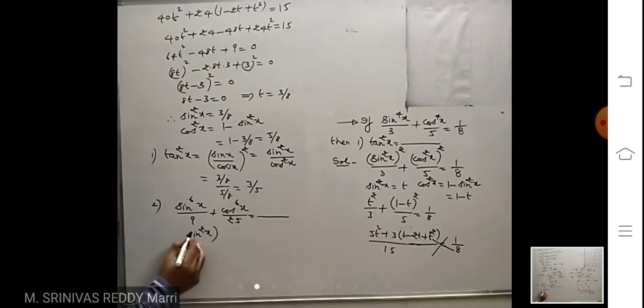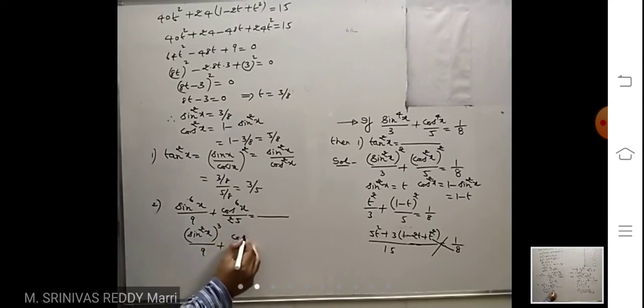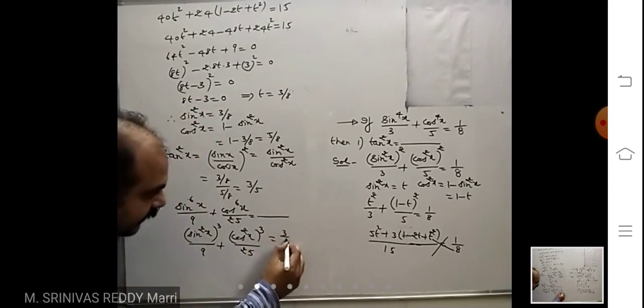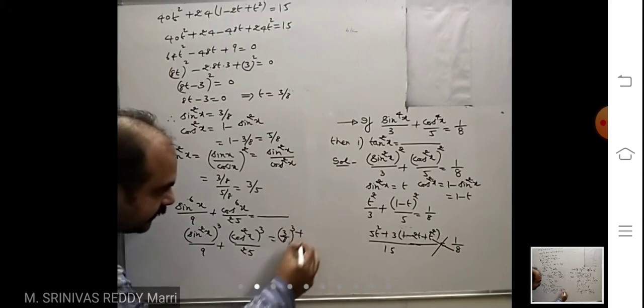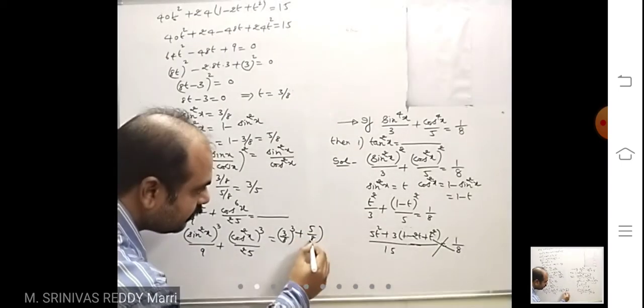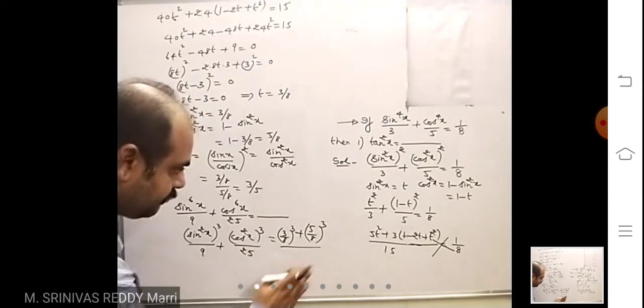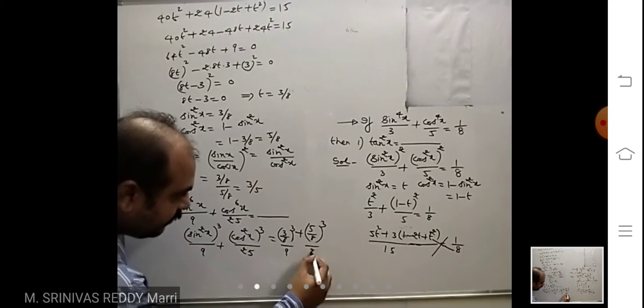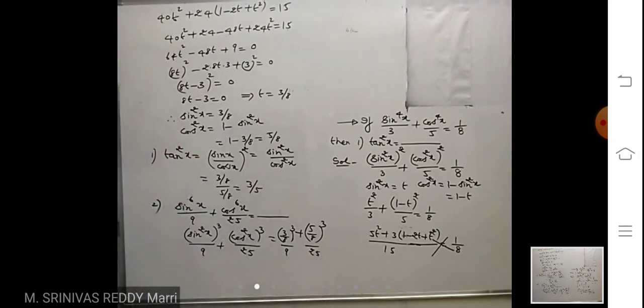Look at sine square x whole cube divided by 9, plus cos square x whole cube divided by 25. Now what is the problem? You know sine square x here. Sine square x is 3 by 8. Write 3 by 8 whole cube, plus cos square x you know 5 by 8, 5 by 8 whole cube, divided by 25.